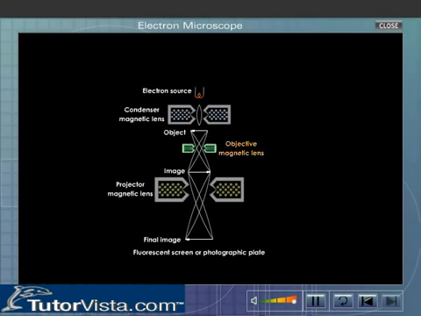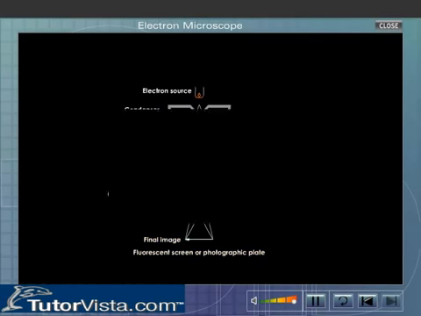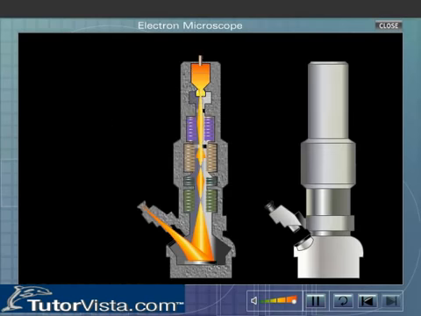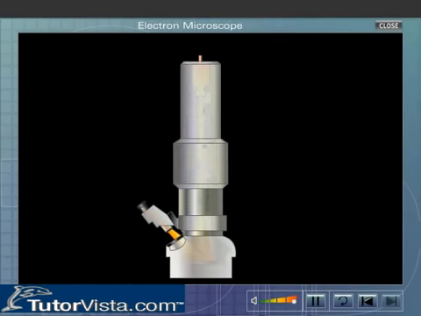The objective lens placed below the object forms an enlarged image of the object. This magnified image serves as a virtual object for the projector lens. The magnetic projector lens produces the final enlarged image of the object on a fluorescent screen for visual examination or on a photographic plate for permanent record. The whole system is placed in an evacuated chamber so that the electrons are able to move freely from the filament to the screen.